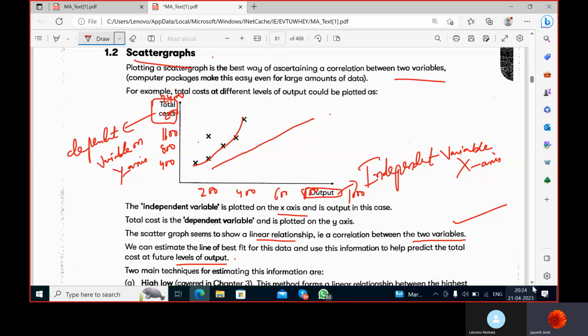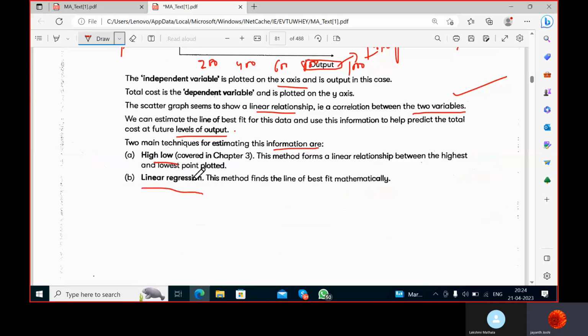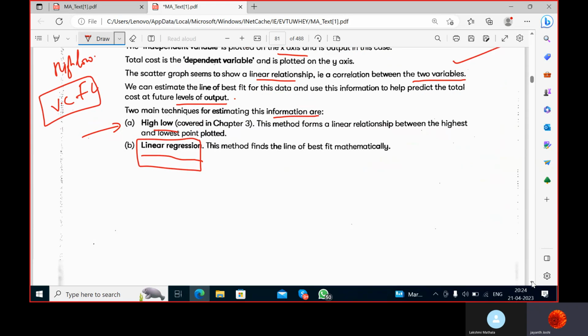Two main techniques for estimating this information are high-low, which we have already done, and linear regression. Because if you want to find out the total cost, what will you do, Hamsika? You have to find out the variable cost and fixed cost. And you have learned this already from which chapter? The previous chapter. With the help of which method? High-low. Now in this chapter, we are going to use linear regression to estimate our cost.